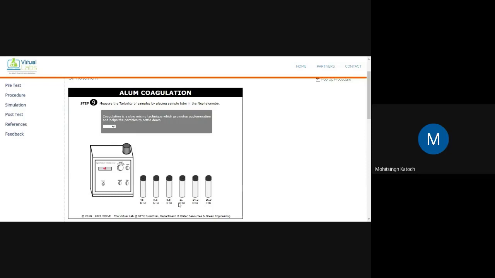In tube number 4, we can see that the turbidity is again increasing. So that means our optimal dose should be in the range of this third tube, because after adding more coagulant, we are getting an increased value of turbidity.